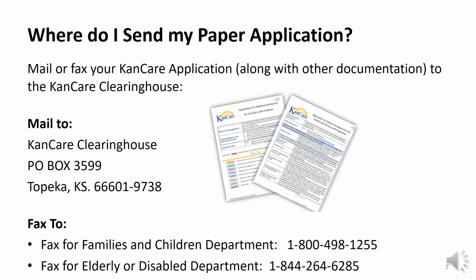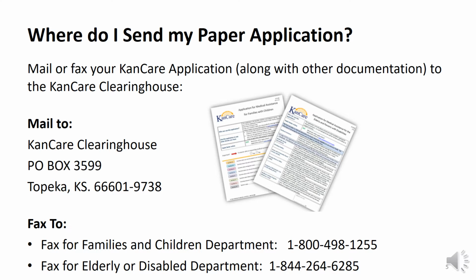Where do I send my paper application? You're going to mail it or fax it to the KanCare Clearinghouse, and there's the contact information for that. And you're going to also want to make sure and send in your other documentation as much as possible with the initial application. If you don't have it gathered all right now, that's okay. Send the application in, but get it there to the clearinghouse as quickly as you can. Anything that you claim on the application, you may have to submit proof that those claims are correct.